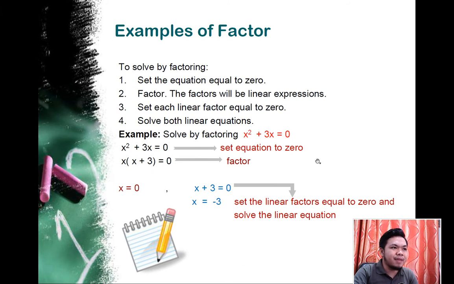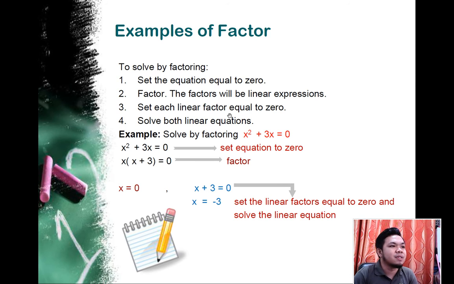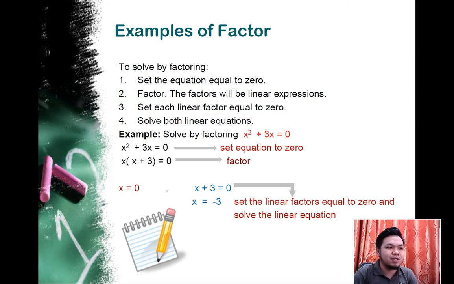Examples of factor pa rin tayo. So, set the equation equal to 0. Laging tatandaan niya. Then, factor it out. The factors will be linear expressions. Set each linear factor equal to 0. Then, solve both linear equations. Example, x squared plus 3x equal to 0.